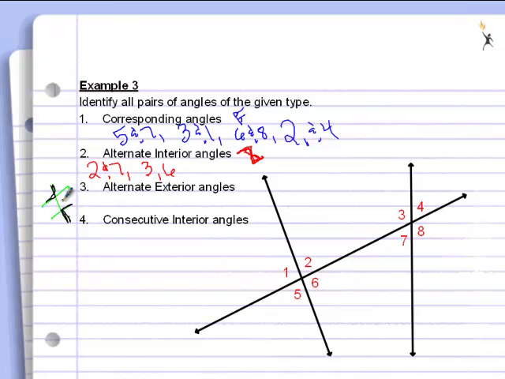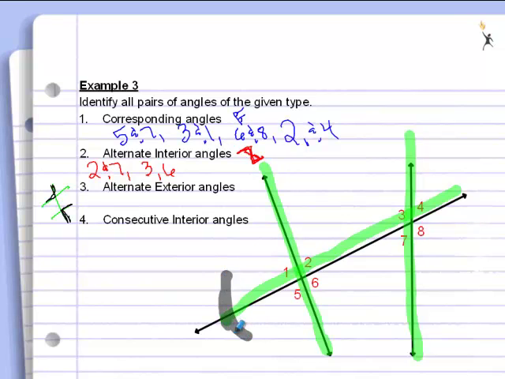That's what I'm looking for. I'm looking for two lines, just like these two lines, cut by a transversal, and then they are on alternate sides of the transversal. Can you identify any? First of all, they're on the exterior of the two lines, and they are on opposite sides or alternate sides of our transversal. Right here. There's our transversal. Can you identify any angles that are alternate exterior angles?